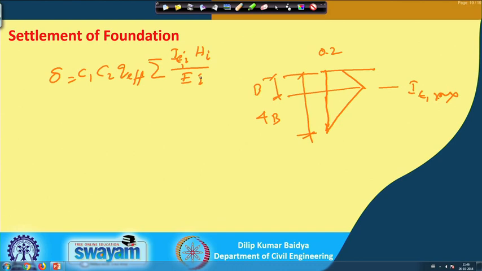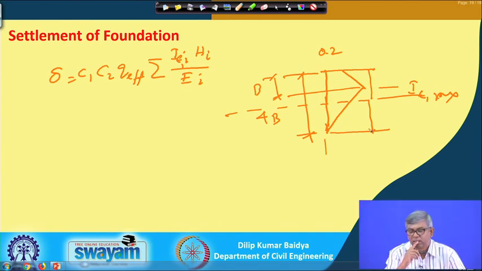So, how to apply this equation? Suppose I imagine the soil has two layers. One layer is this and another layer up to some depth, but I need not go up to that depth. What I have to do? I have to find out settlement for this layer and settlement for this layer up to this depth. So, how can I find this out? This equation can be written in slightly different ways, like you can see now.